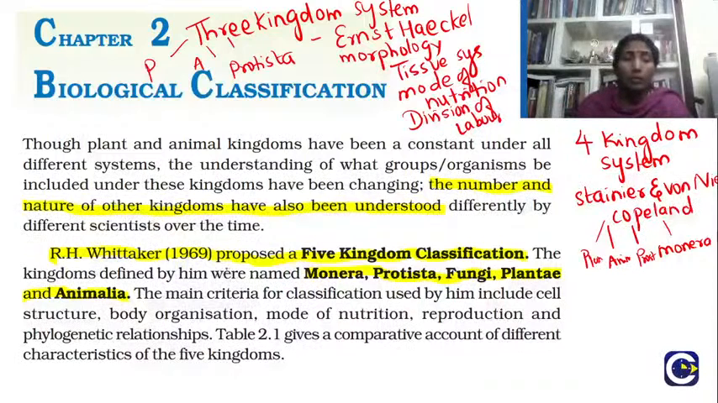Now coming to the five kingdom classification, there was one American taxonomist, Robert H. Whittaker. It is actually a phylogenetic system.